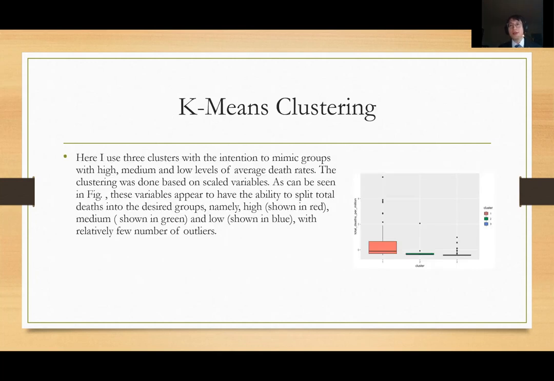So first, let's start with the k-means clustering. Here I use three clusters with the intention to mimic groups with high, medium, and low levels of average death rate, just as shown in the pictures. The high is shown in red, the medium is shown in green, and the low is shown in blue. And we can see there are relatively few outliers.